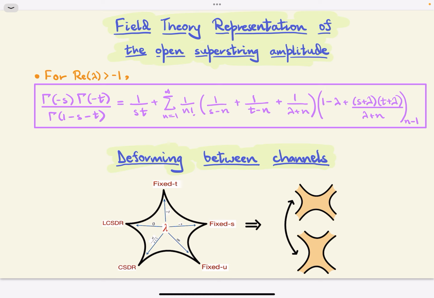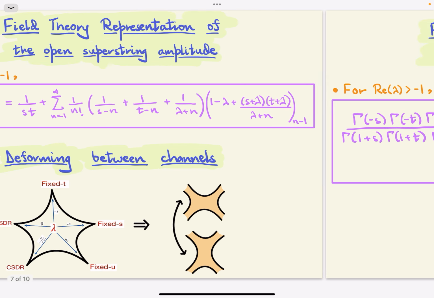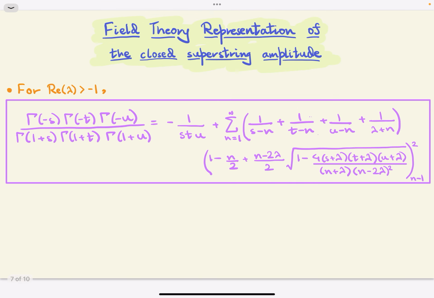You can also pick constant lambda, and that would lead you to what are called the local crossing symmetric dispersion relations. We also have a similar representation for the closed superstring amplitude, which has 3-channel symmetry, and this also comes from a dispersion relation.